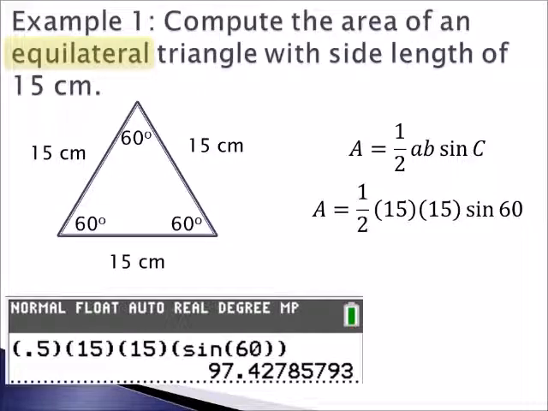When you do this in your calculator, you need to make sure that your calculator is in degree mode. After substituting this into the calculator, you will get that area is equal to 97.43 centimeters squared.